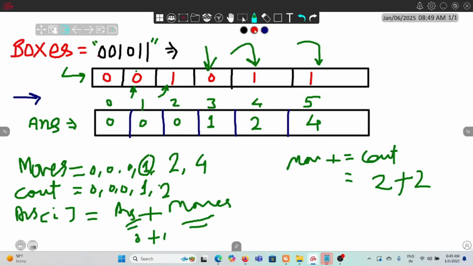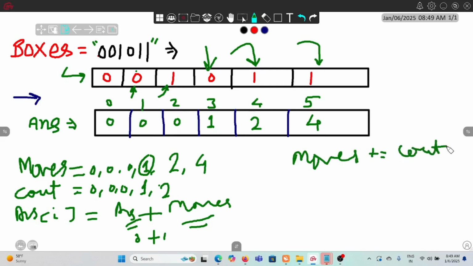Okay, now similarly we can do on this answer array, we can update it for the right side as well. So let me go for the right side with the same approach. Here also we would have moves equal to moves plus count. That was our formula. Now we are going from the right side, so this time we are anchoring from right to left.